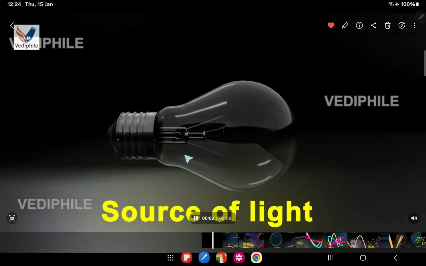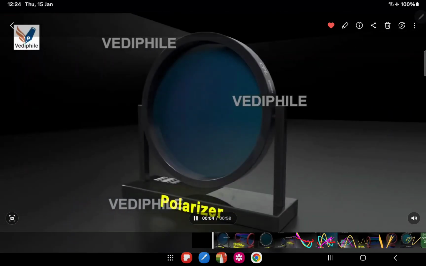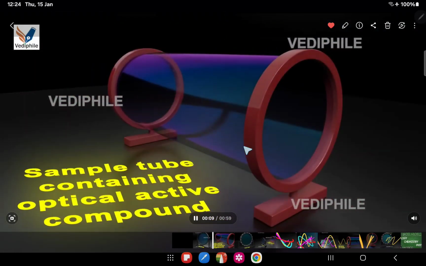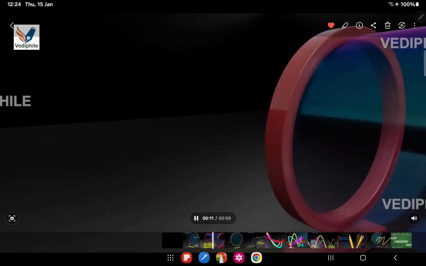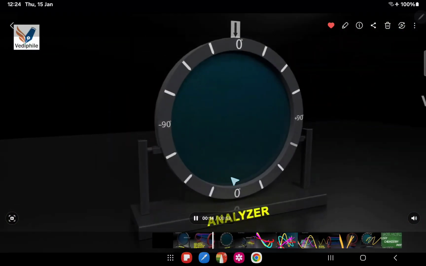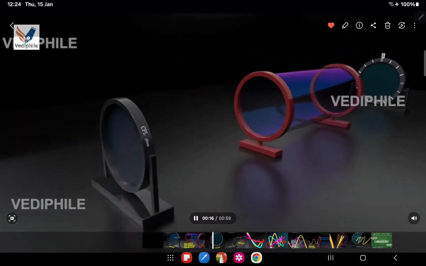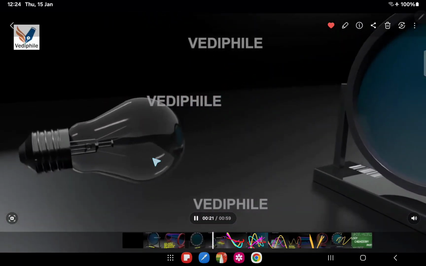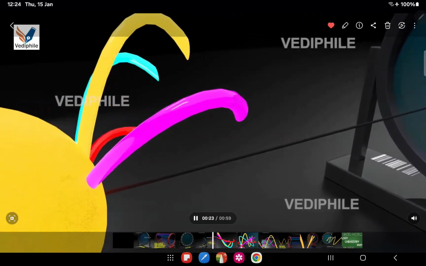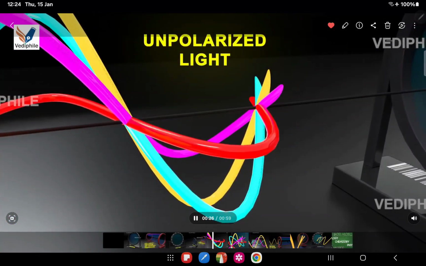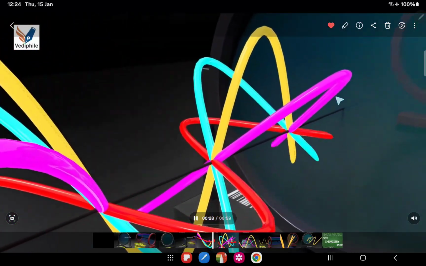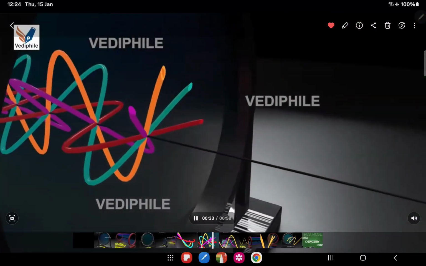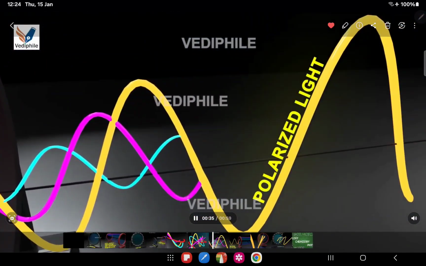Now here we can see that this is the source of light, this is the polarizer, and this is the long glass tube where the organic compound will be filled. And this is the analyzer where we will analyze the deflection of PPL light. This is the source of light. When it passes, it will give unpolarized light. And when this unpolarized light passes through this polarizer, it will become one-dimensional light, that is PPL light, plane polarized light.